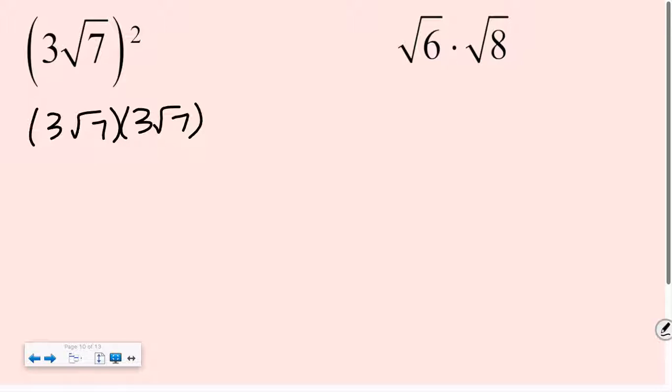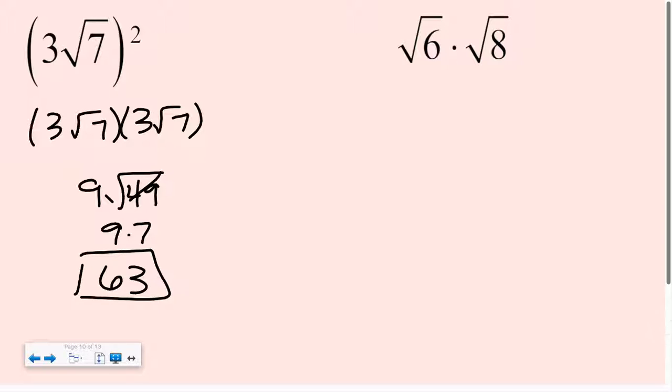So the 3's are both outside of the radical, so I get to multiply them together. What's 3 times 3? 9. The 7's are both under the radical, so I can multiply them together. What's the square root of 7 times the square root of 7? Square root of 49. What is the square root of 49? 7. So now this becomes 9 times 7, which will give us 63. To square something means take it times itself. You need to write it out.